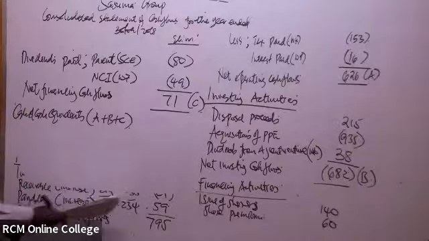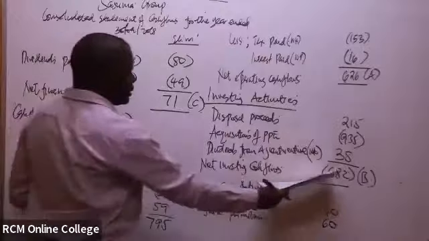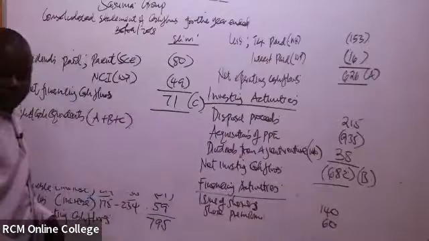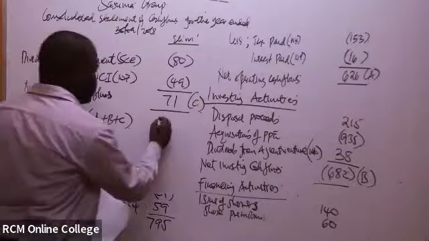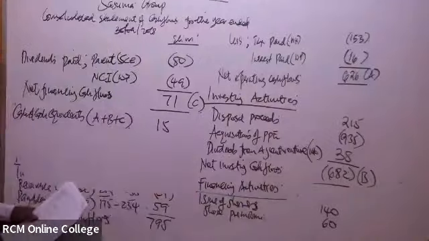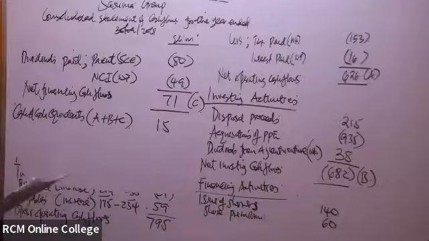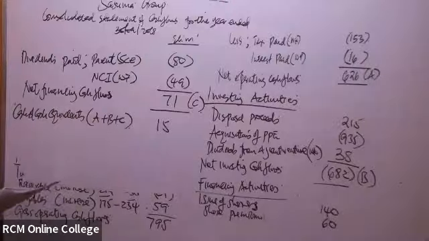When you take A plus B plus C, remember this one is negative. It is 15, it's supposed to be 15. This one is negative. So don't add 626 plus 682. That one is negative. So you take 626 minus 682 plus 71. So it should give you 15.